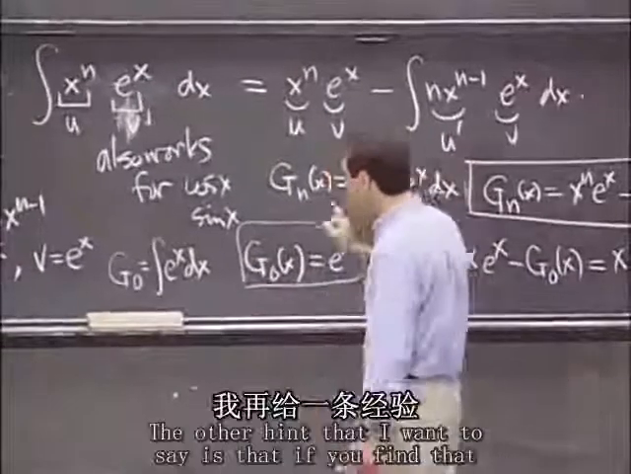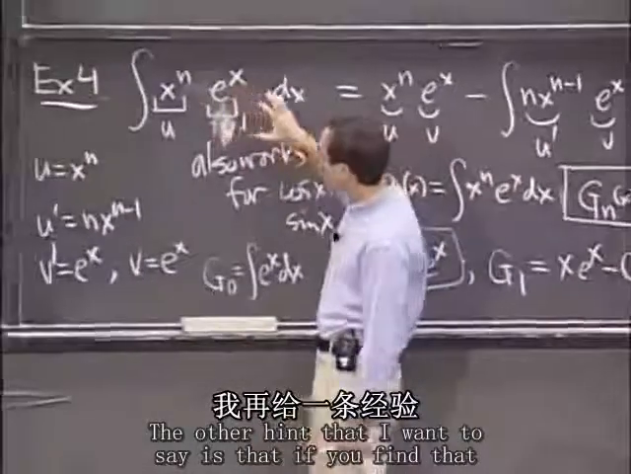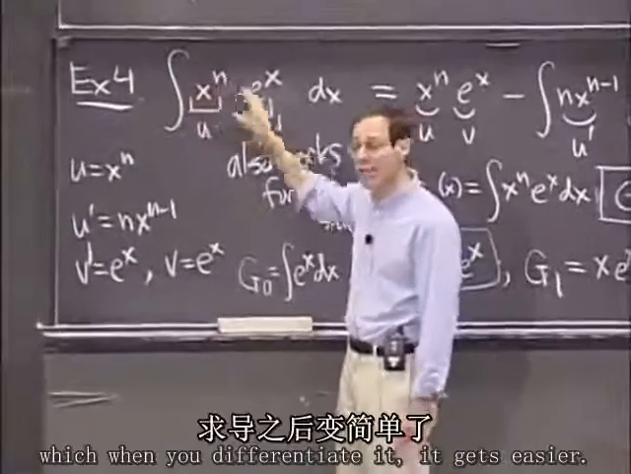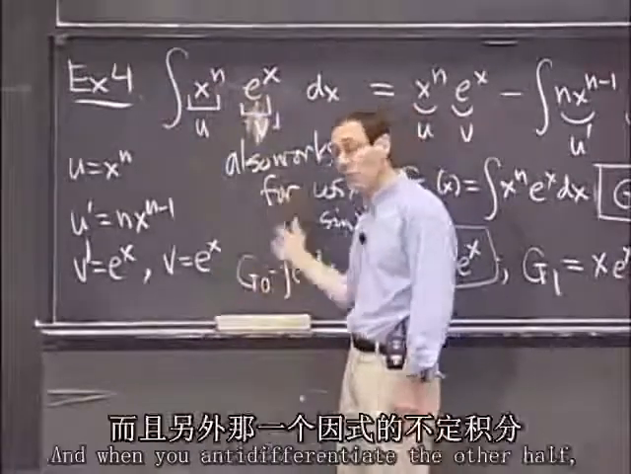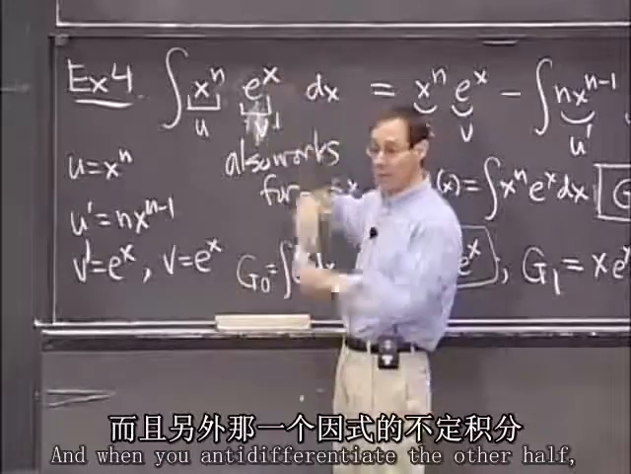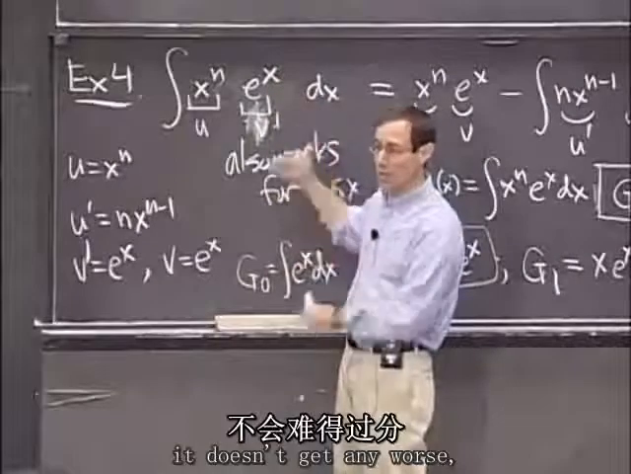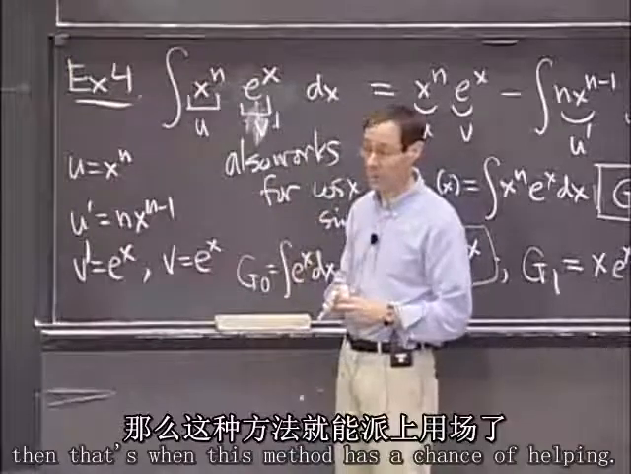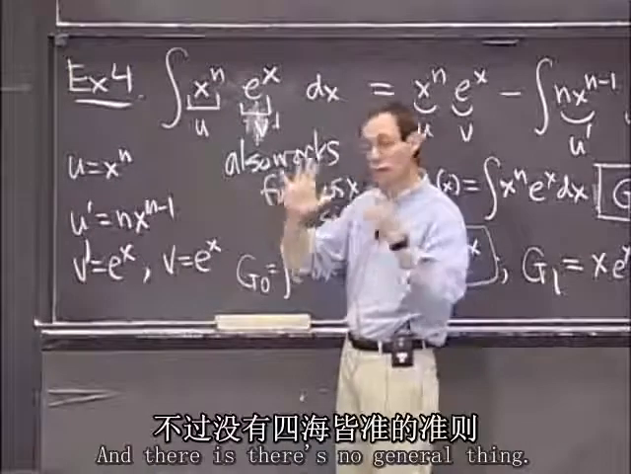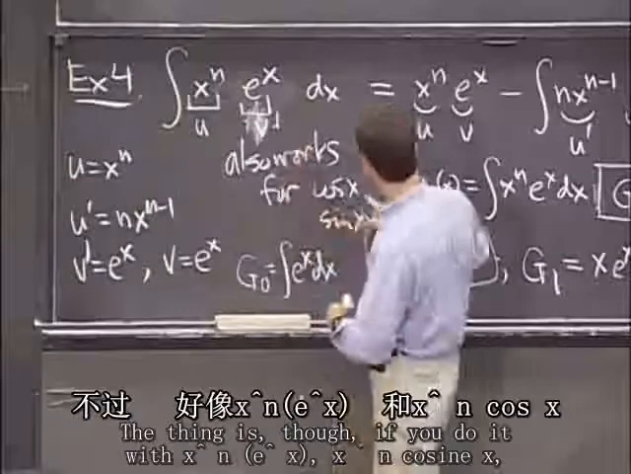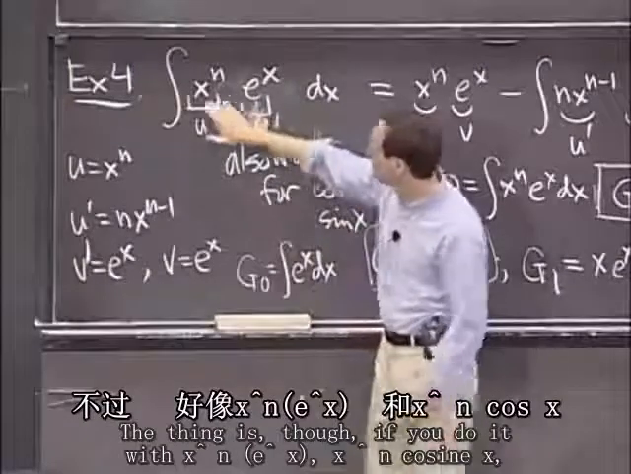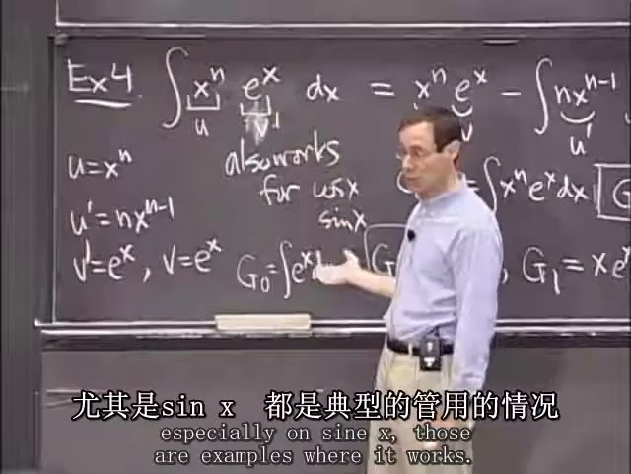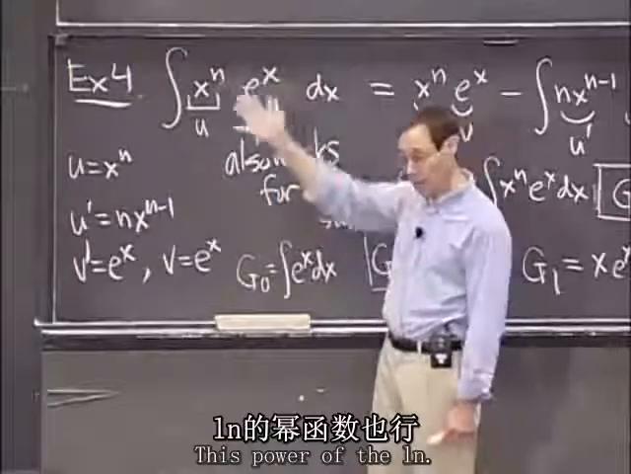The other hint that I want to say is that if you find that you have one factor in your expression which when you differentiate it, it gets easier, and when you anti-differentiate the other half, it doesn't get any worse, then that's when this method has a chance of helping. All right? And there's no general thing. The thing is, though, if you do it with x to the n e to the x, x to the n cosine x, x to the n sine x, those are examples where it works. This power of the log.